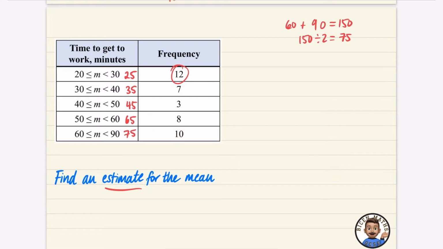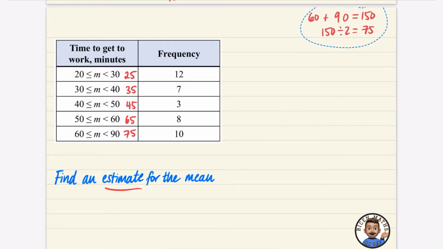So these 10 people will pretend that they took 75 minutes, these 8 people took 65 minutes, etc. These are just the values we're going to use for a sensible estimate. Now, to find the mean, we're going to do the same thing that we did earlier on. We're going to do the midpoint. This thing here is the midpoint.